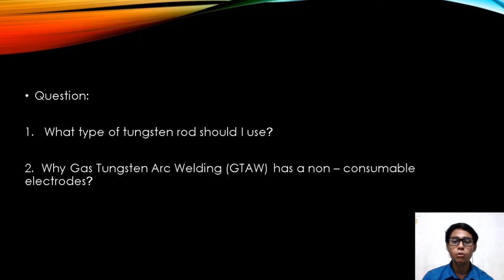So we have a question for everyone. The question is, what type of tungsten rod should I use? So as we can see, we have the different kinds of tungsten rod. So in GTAW, what kind of tungsten rod should I use? Number 2, why does gas tungsten arc welding or GTAW have non-consumable electrodes?